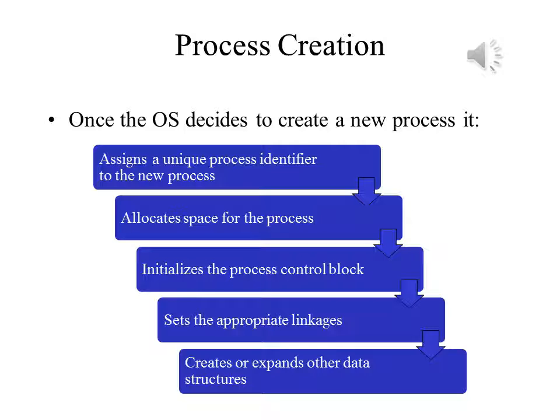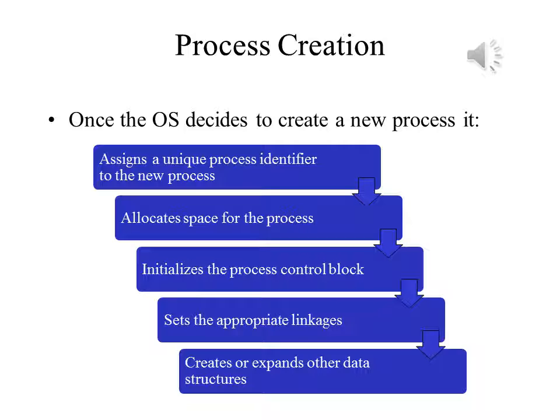Set the appropriate linkages. For example, if the operating system maintains each scheduling queue as a linked list, then the new process must be put in the ready or ready suspend list. Create or expand other data structures. For example, the operating system may maintain an accounting file on each process to be used subsequently for billing and/or performance assessment purposes.